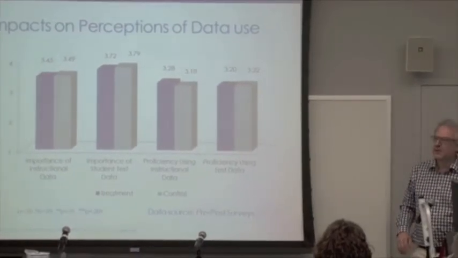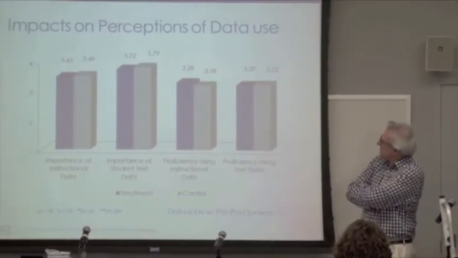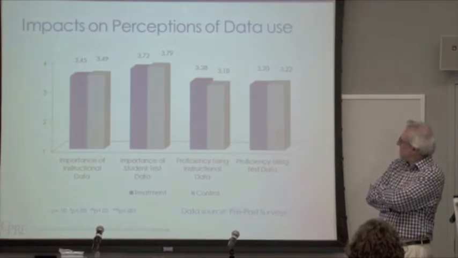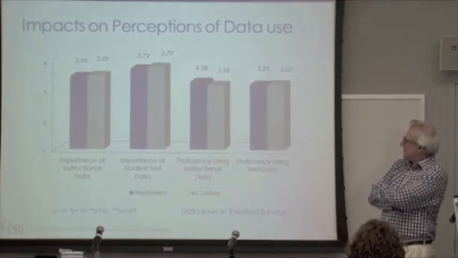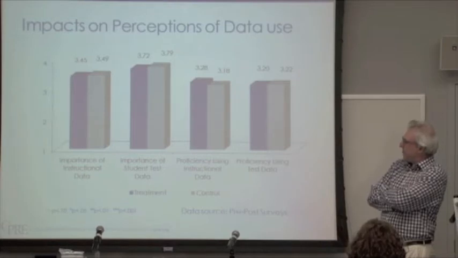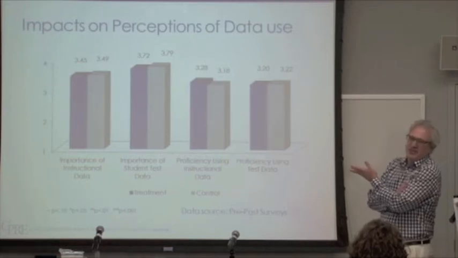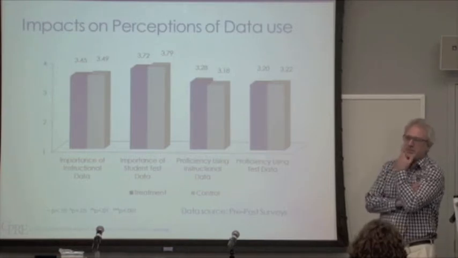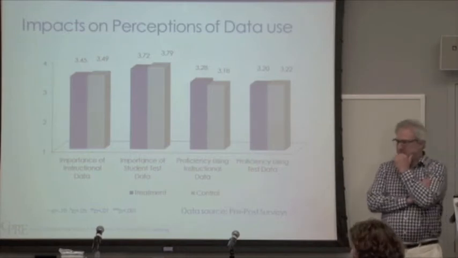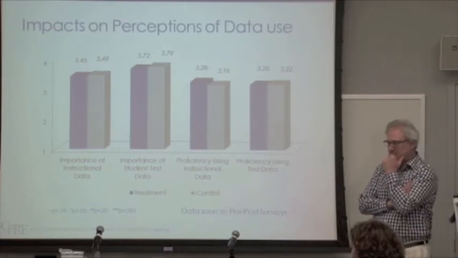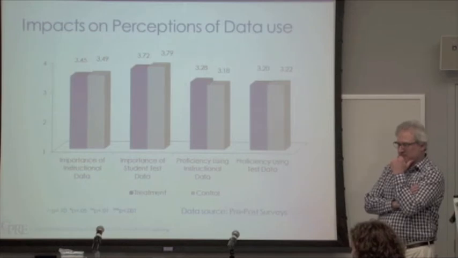So three of the four measures, the control group that was using less data thought data was more important than the treatment group, right? Well, it's not using, it's how proficient you feel to use. Okay, it's still pretty interesting, right? Well, yeah, but they're non-significant. There's really no differences. It looks as though they didn't realize what you were asking them about. They're answering different questions.